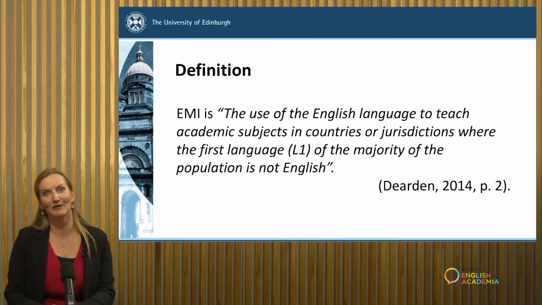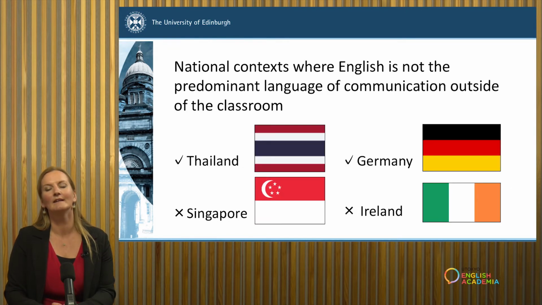Many educational contexts, of course, are multilingual, and therefore it's difficult to define what the majority language is in a truly international university. Nevertheless, the main defining criteria, and the one most commonly accepted, is that EMI occurs in national contexts where English is not the predominant language of communication outside of the classroom.